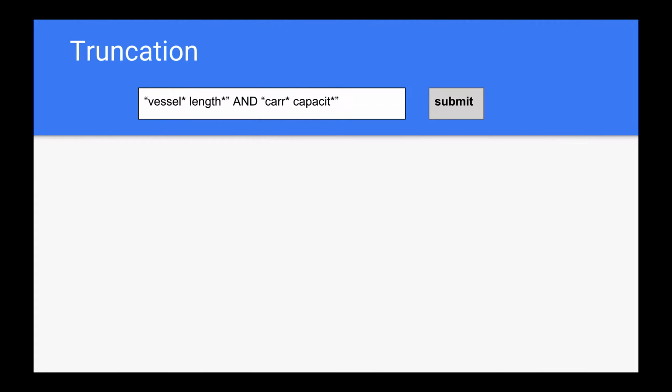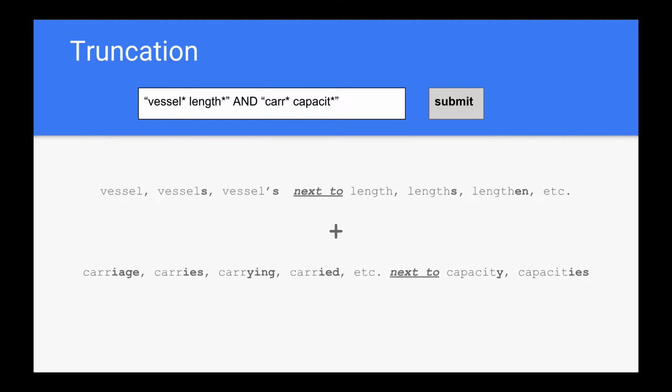So let's keep our phrase searches linked with the Boolean AND, but let's expand our search a little bit by truncating each of them. This means we will retrieve any document having the word vessel, vessels, plural, or vessel's possessive, next to the word length, lengths, or lengthens, and carries, carriage, carrying, carried, and so forth next to the word capacity or capacities. This should extend our results, but keeping our Boolean AND and our phrase delimiters, it should not expand them by much.